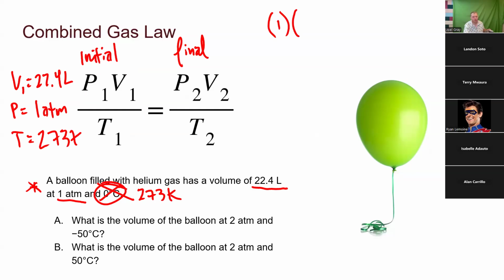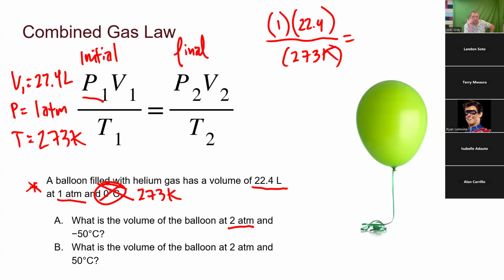1 atmosphere. I'm going to set this equation up. P is 1 atmosphere. I got that right there. Volume is 22.4. And then temperature is 273. Okay. I'm going to set that equal to something. So this is my initial, this is my starting point. And then what I'm going to do is come up with an explanation for 2 different options. What is the volume of the balloon? So does that balloon grow or does it shrink when our pressure increases?